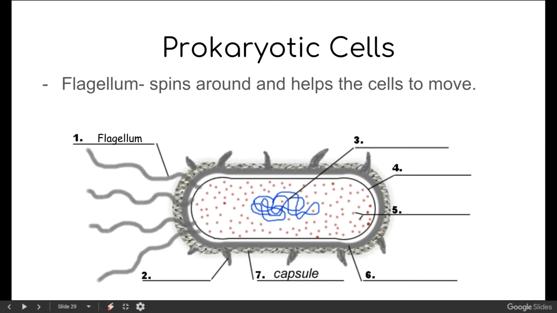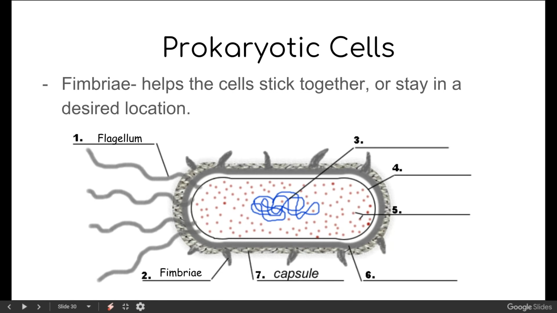The second one is the flagellum. You can remember that the flagellum spins around and helps the cell to move. These work like a little tail or a fin, so they help move the cell from place to place. If you can imagine the propellers or blades on a helicopter, they spin in circles to move the helicopter from place to place. The flagellum works in a similar way. It spins really quick to move the cell around.